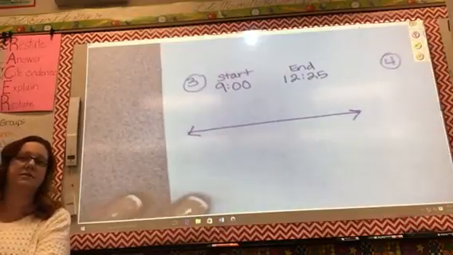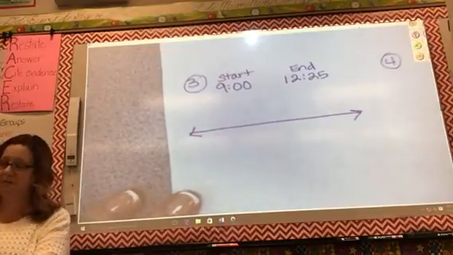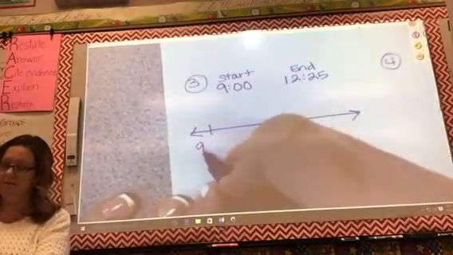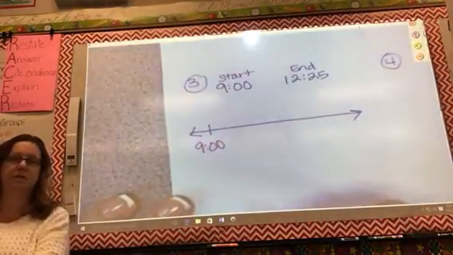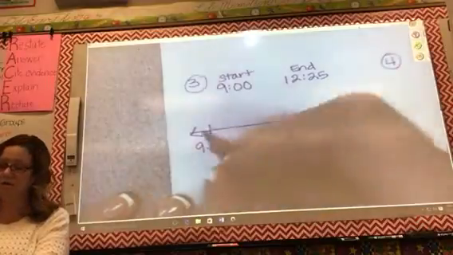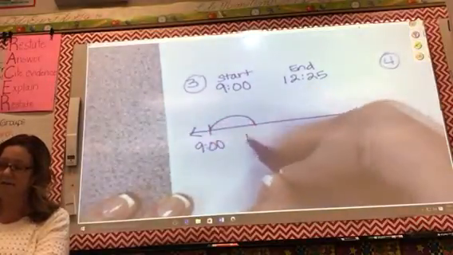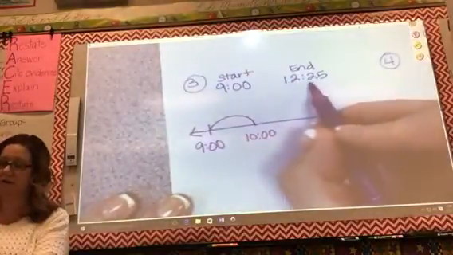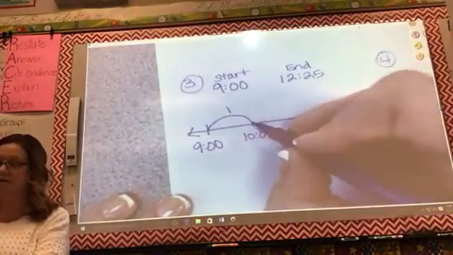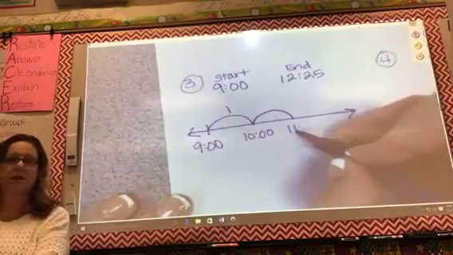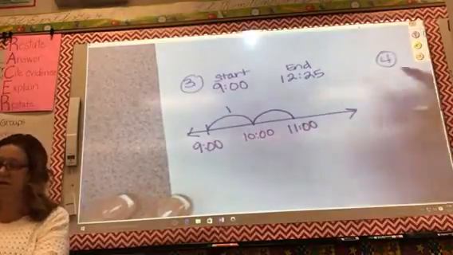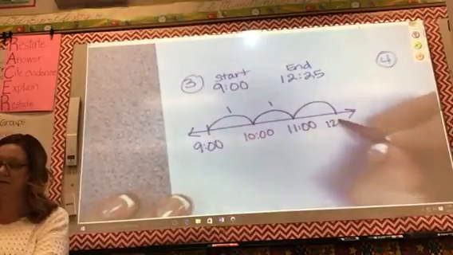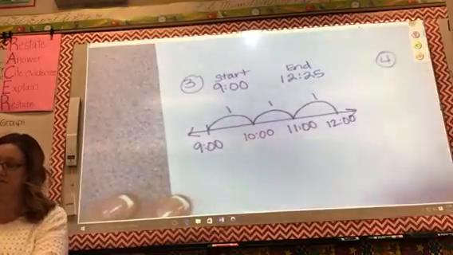All right, did you have time to do that? You paused it long enough? Let's see if you got it right. So your start time is right here, 9 o'clock. We're going to bump over an hour. The next hour is 10 o'clock. We're trying to get to 12 o'clock, aren't we? That's 1 hour. So we have to bump over again. 11 o'clock. There's another hour. And we have to bump over one more. 12 o'clock. I just ran out of room on my number line.